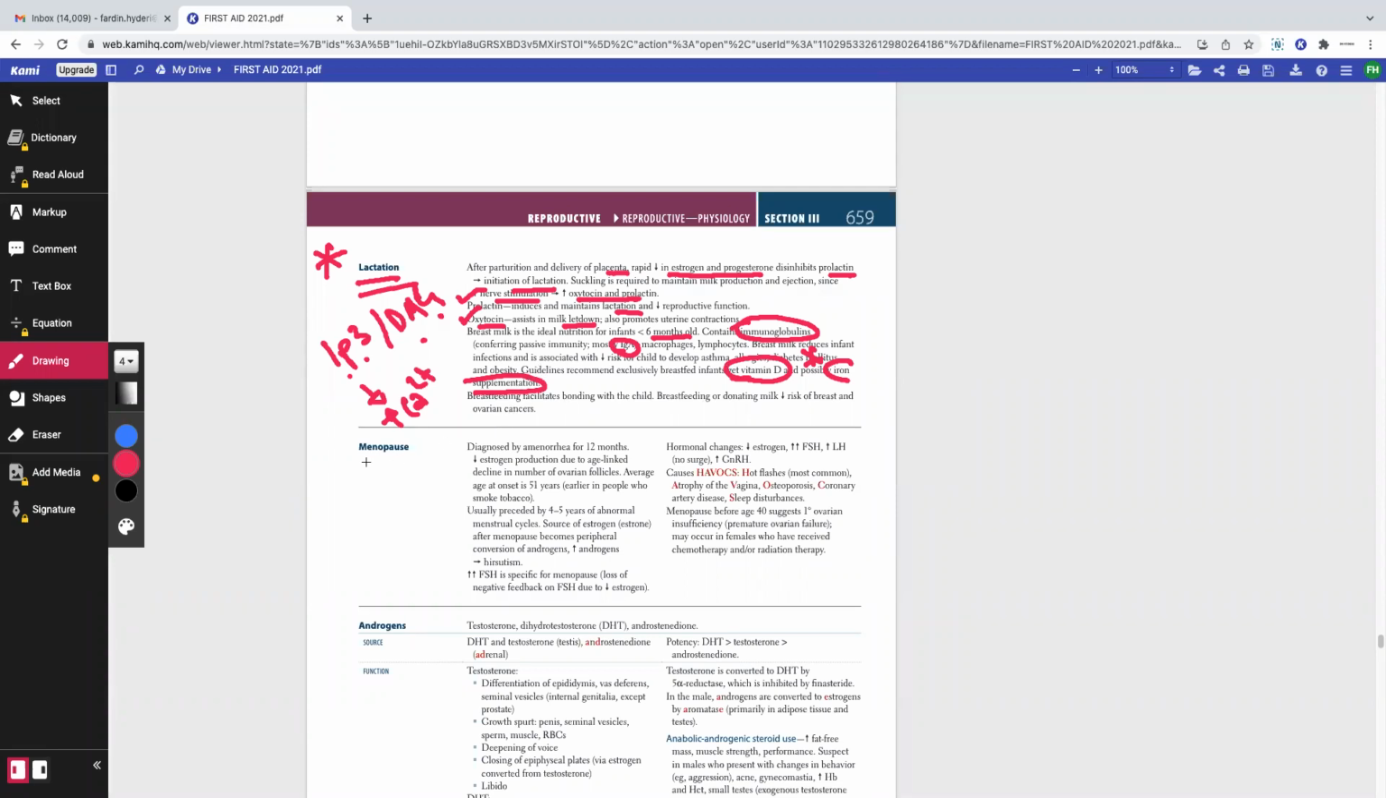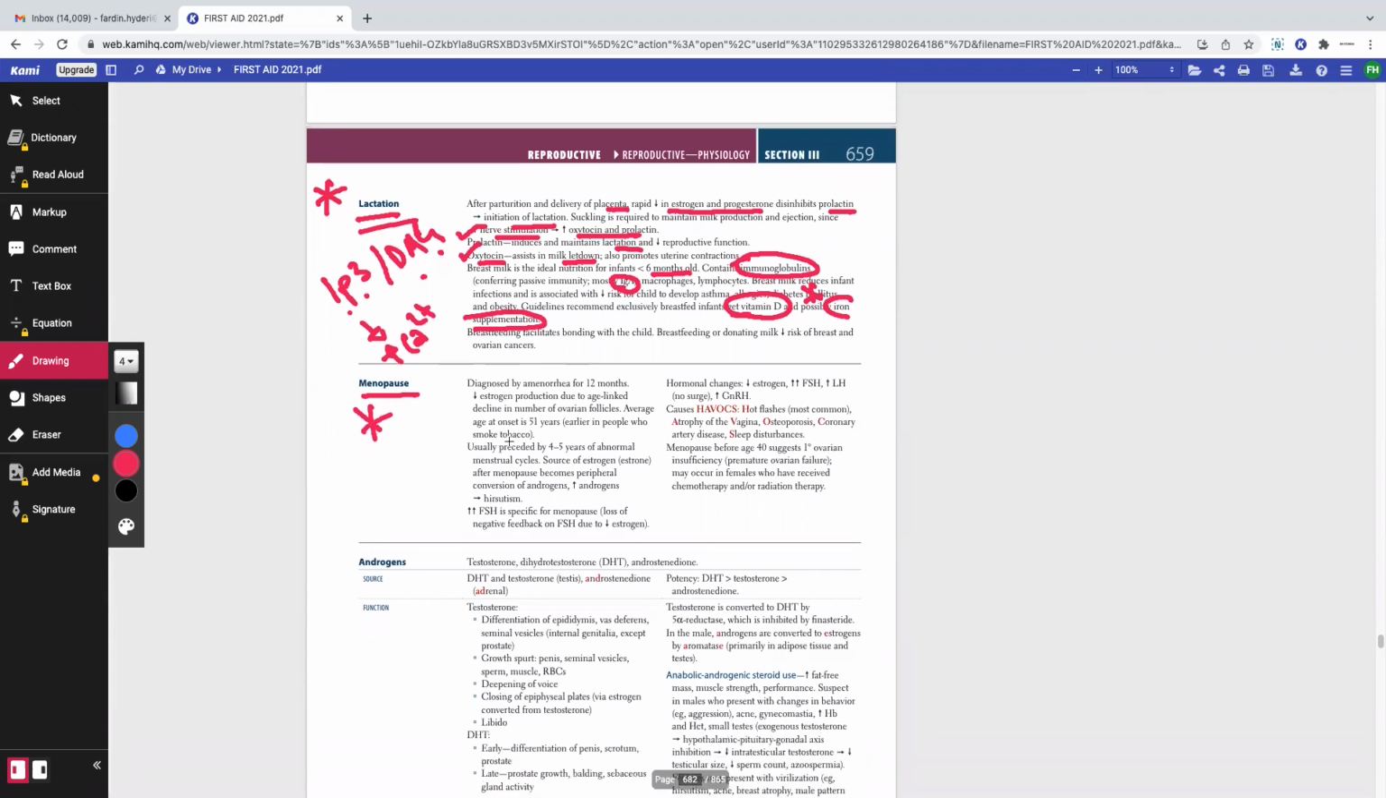Okay, so that's it. Next one is menopause. What is menopause? Menopause is when a female experiences a 1-year cessation of menstruation. We use the word amenorrhea, meaning absence of menstruation for more than a year in a female with previously normal menstruation, right?